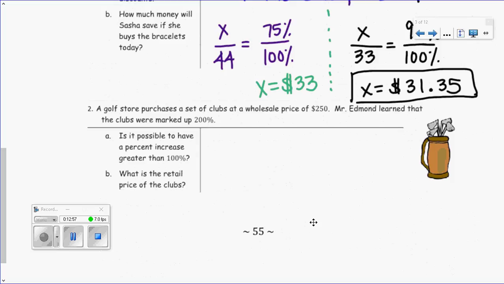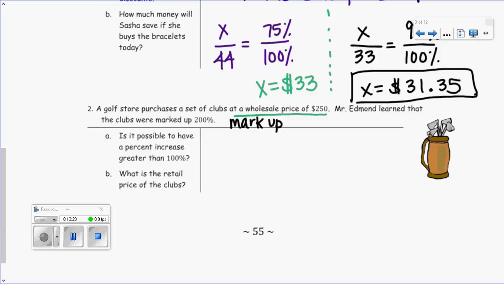A golf store purchases a set of clubs at a wholesale price of $250. Mr. Edmond learned that the clubs were marked up by 200%. The wording on that is kind of confusing, so I'm just going to explain this because when I read it, I thought, wait, are they already marked up 200%? No, the way this one is being phrased, I think what it's trying to say is that they're going to be marked up by 200%.